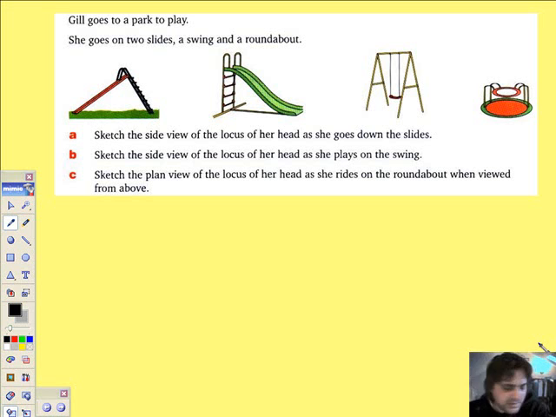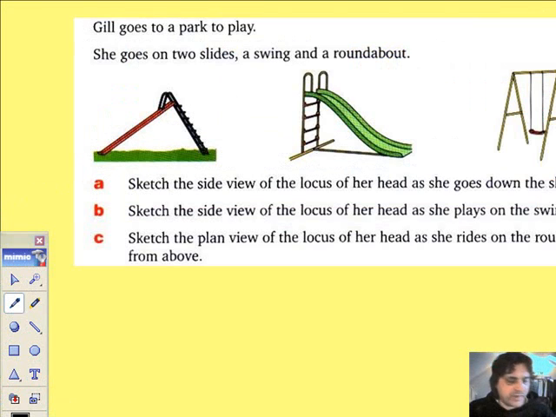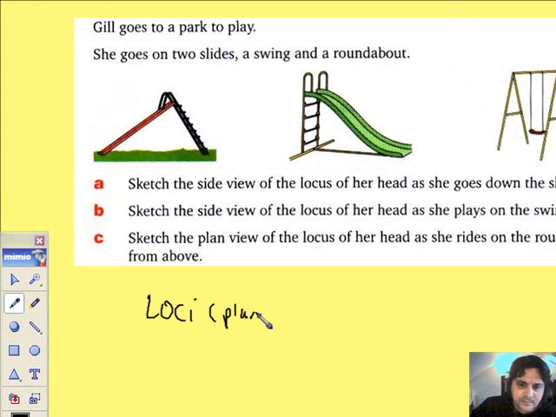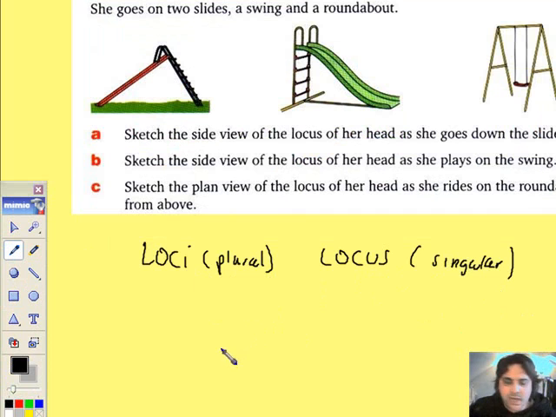Okay, loci proper, section 16.2, page 142-143. Let's just write a few words here. We've got the word loci, that's the plural, and locus, that's singular. Now, two ways of looking at what a locus is. So if we go down here, what is a locus? It is the path that a moving point follows.